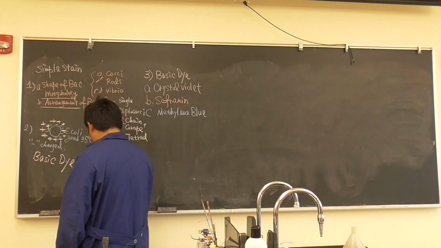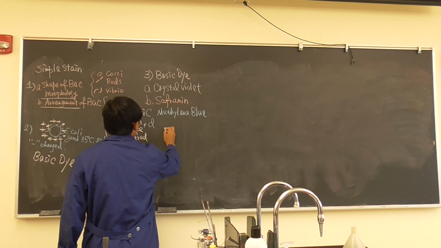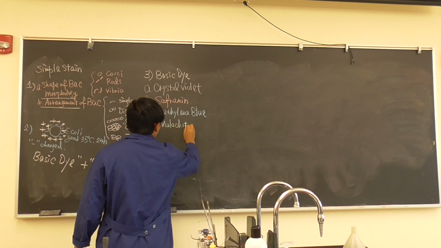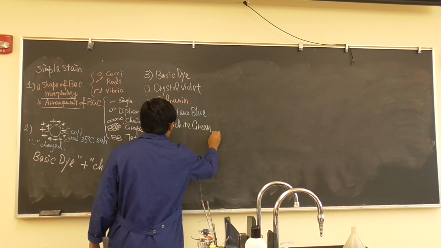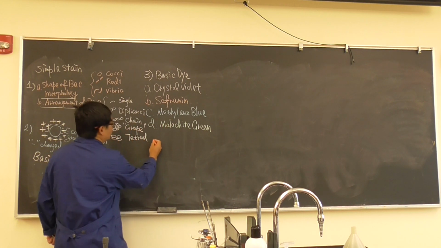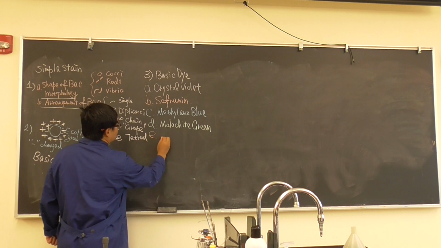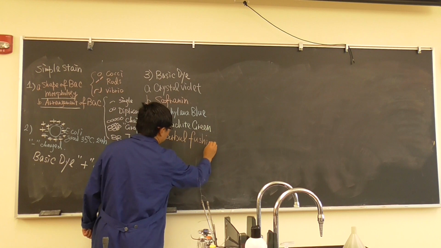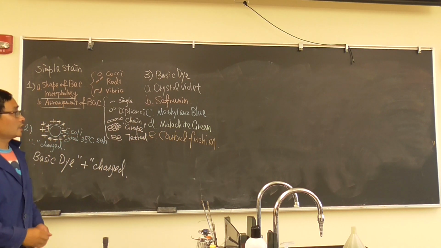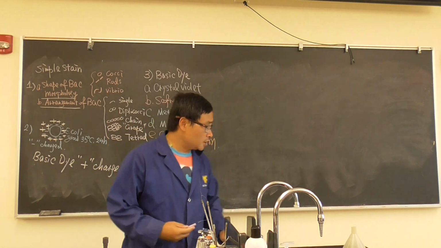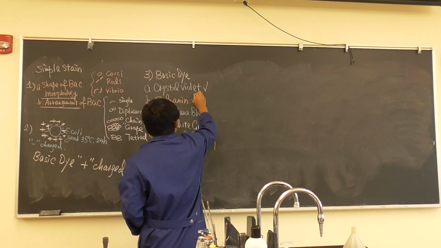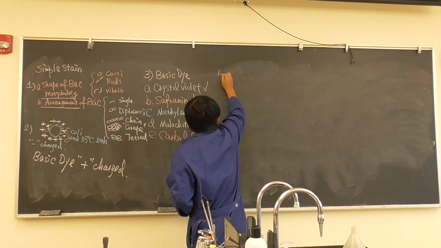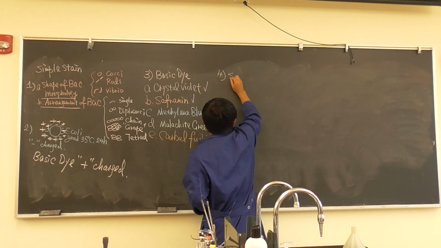Now what else? Of course we have lots of others. Let's say we have a green one. We call it malachite green. And another red one, a little bit brownish maybe. We call it carbol fuchsin. So these are the dyes we're going to use. Okay. Now today we could be using crystal violet and the safranin. These two we could be using for our simple stain. Now next is how we are really going to do the simple stain.